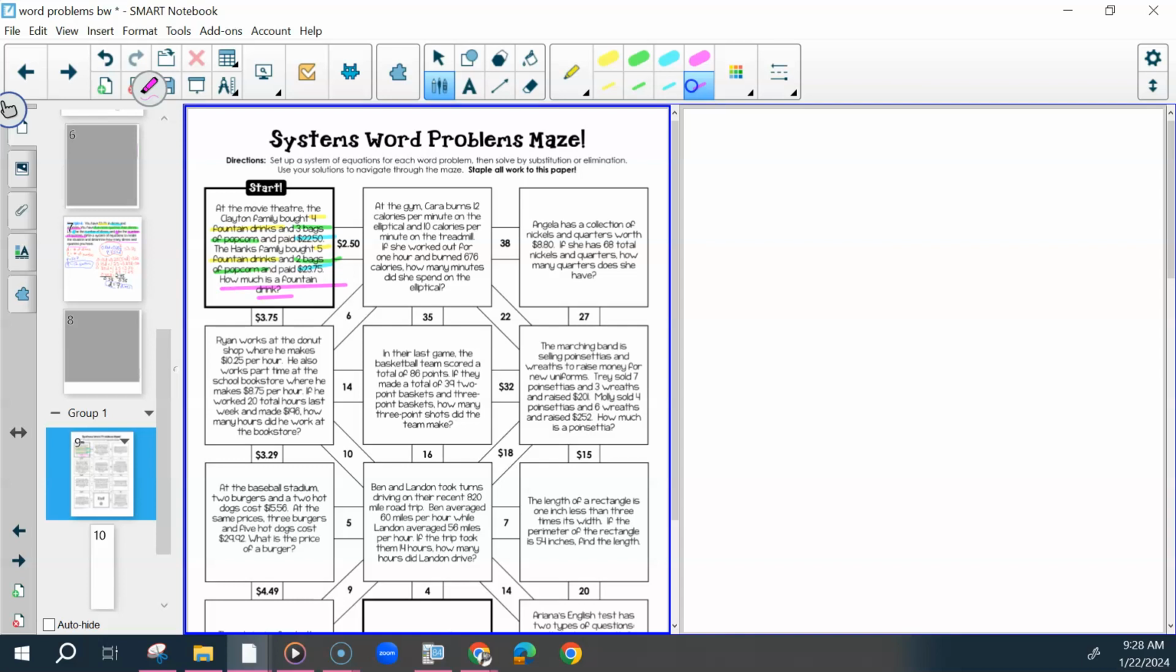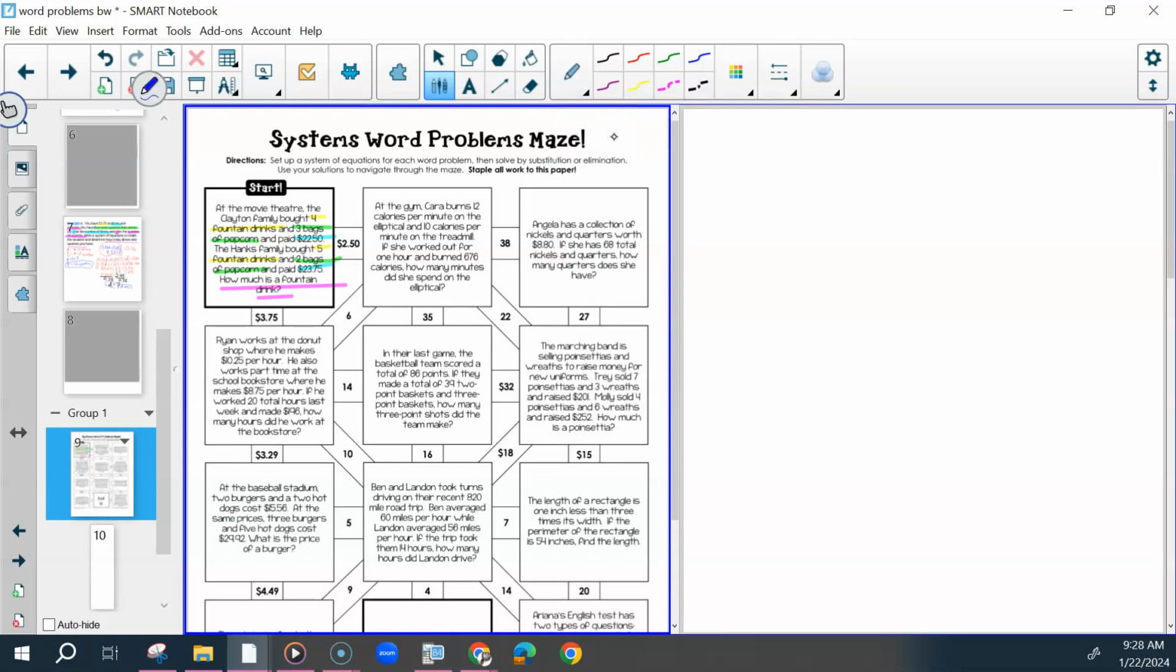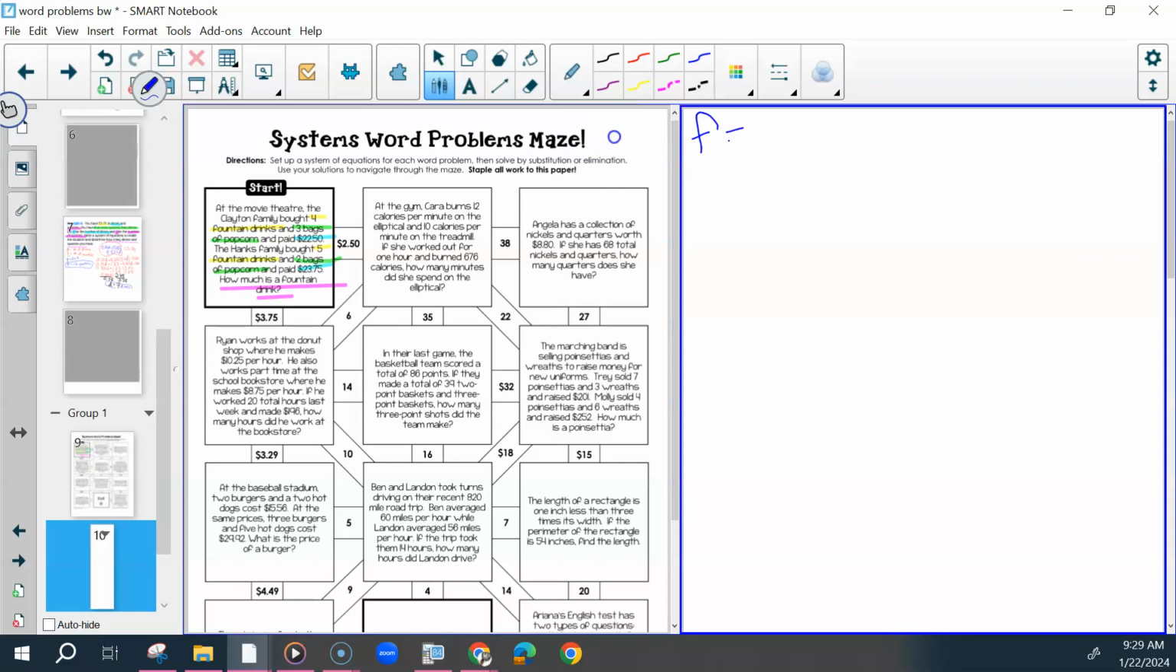Alright, so let's set up our variables first, because the question is asking about the cost of a fountain drink. You know, we need 2 variables. You can call them whatever you want. They can be related to the problem. They can be X and Y. It does not matter. I'm going to use F and P. And this is going to represent the cost of the fountain drink and the cost of the bag of popcorn.